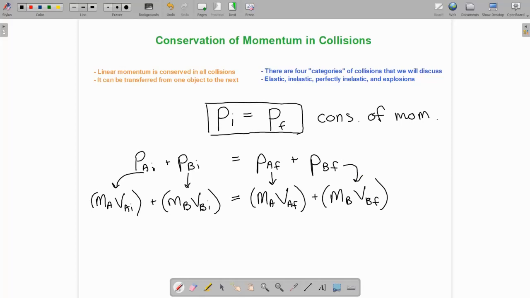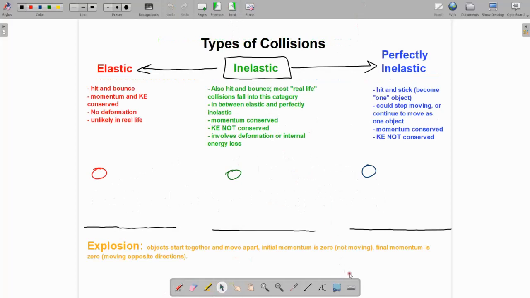Now, we'll adjust this equation depending on the type of collision, but it's all the same in terms of the initial momentum having to be equal to the final. Okay, so let's go ahead and move on and talk about a couple of these. We've got some stuff set up here. We're actually first going to talk about the explosion, which is at the bottom.